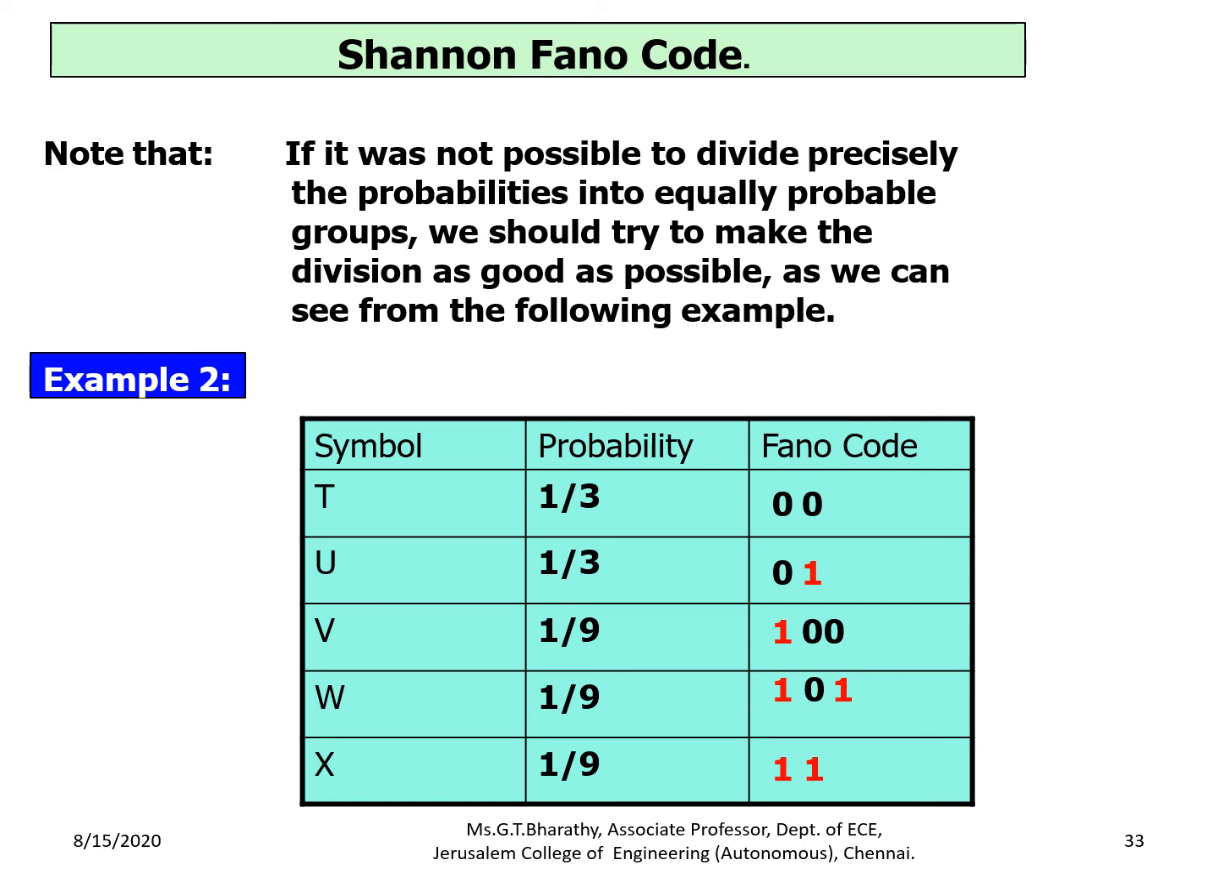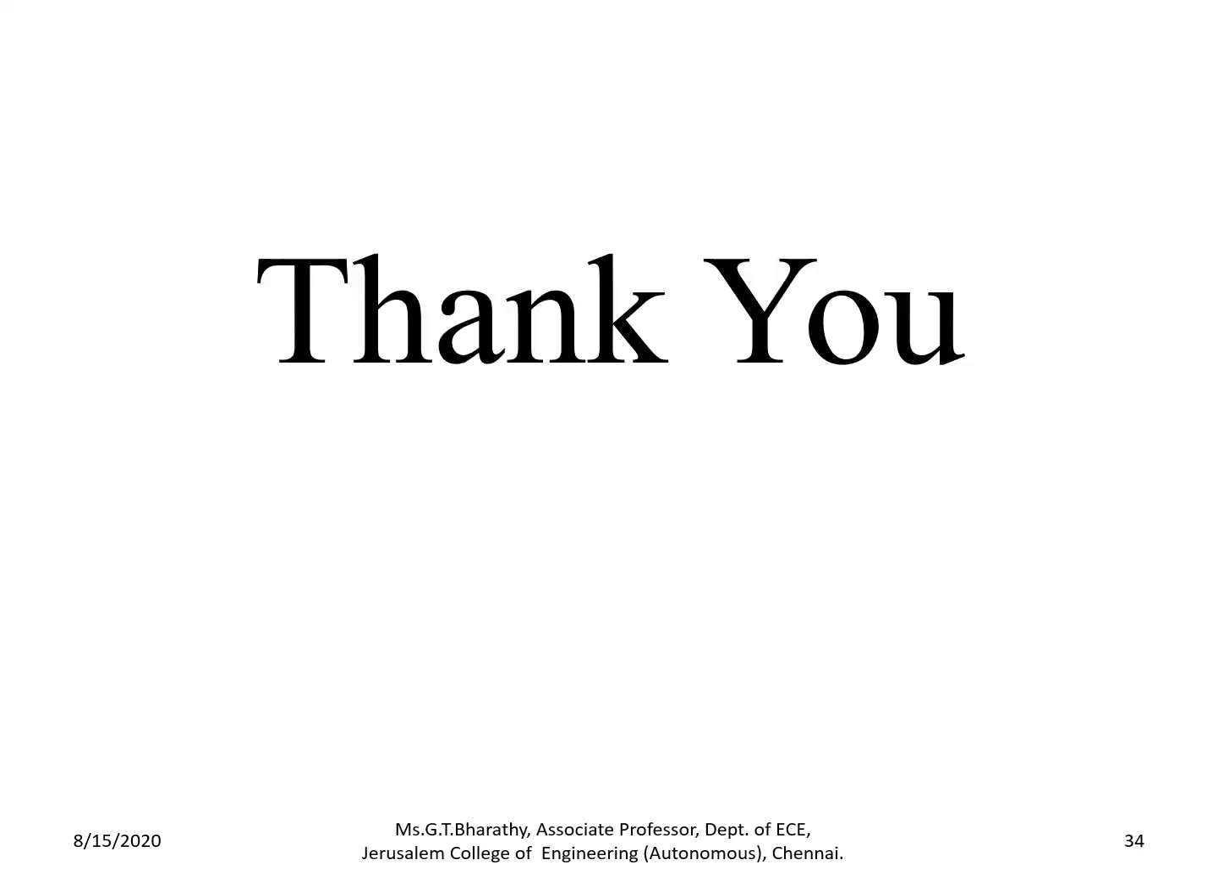What will be in the final step? In the final step, here in this portion we have two symbols, 1/9 and 1/9, together. So this has to be split. The top 1/9 has to be given 0 and the bottom 1/9 has to be given 1. So the procedure is the same but the code word is slightly different. So both ways we can proceed. I hope you have an idea of how to solve a problem using Shannon-Fano coding. Thank you.